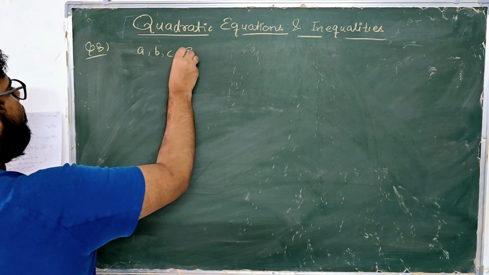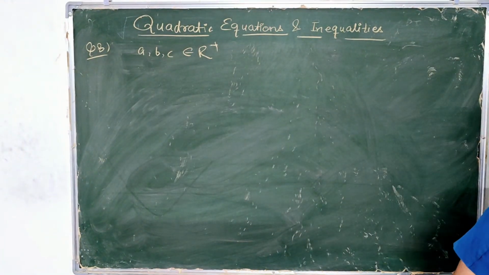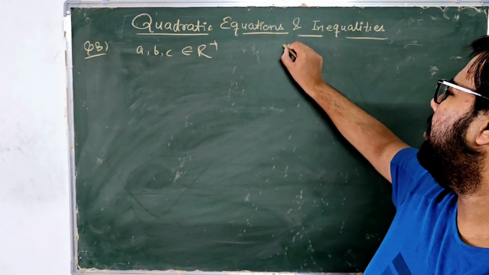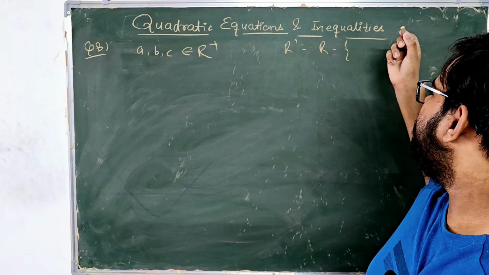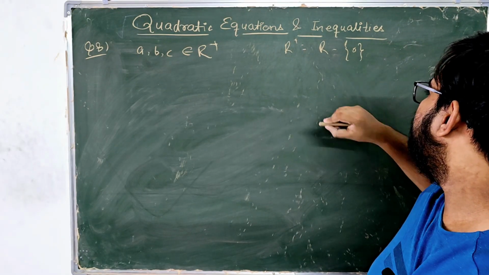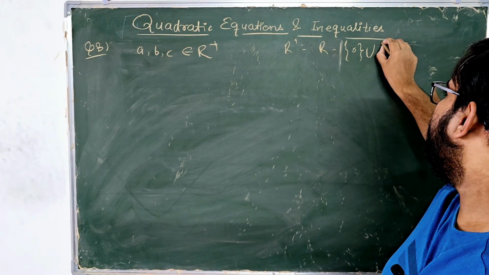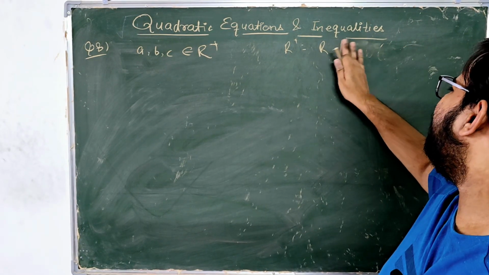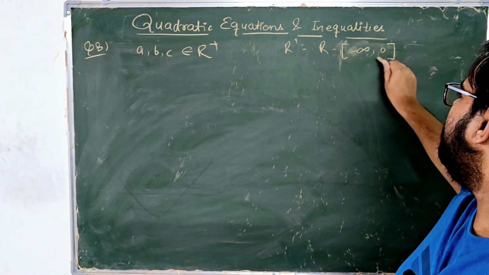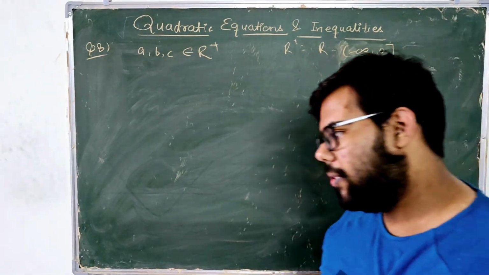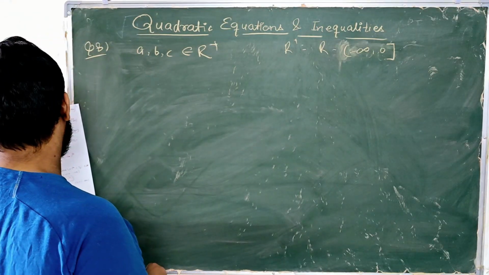A, B, C belong to positive real numbers. Okay, positive real numbers, basically real numbers excluding 0, and numbers from R plus is R minus 0 union. Basically you can write it like this: R, negative infinity to 0. Okay, right? So A, B, C belong to positive real numbers.